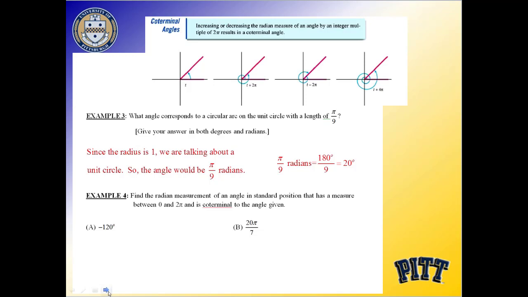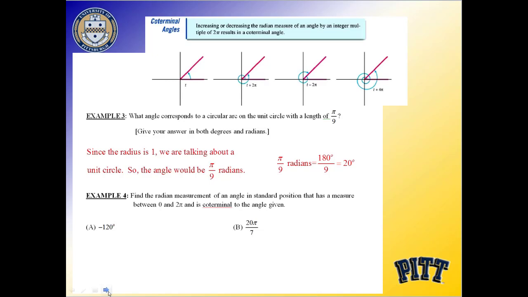Sometimes they're very specific, like this one, about what kind of angle we're looking for, what kind of characteristics it should have. So it says find the radian measurement of an angle in standard position that has a measure between 0 and 2 pi and is coterminal to the angle given.